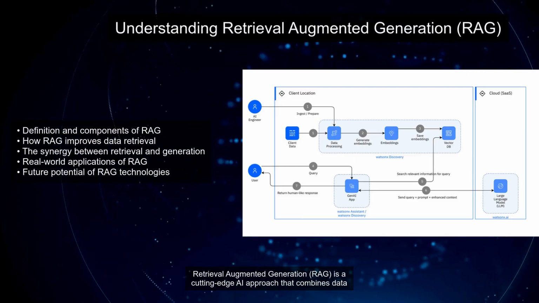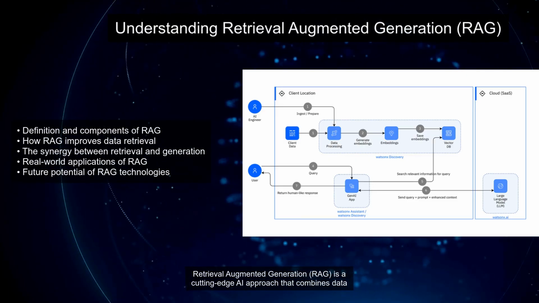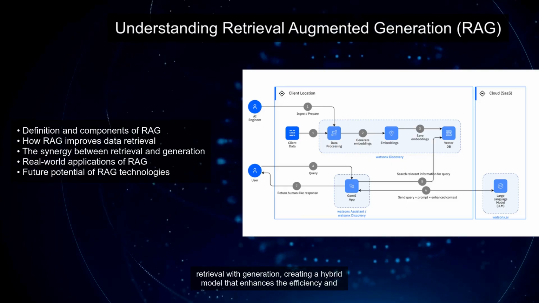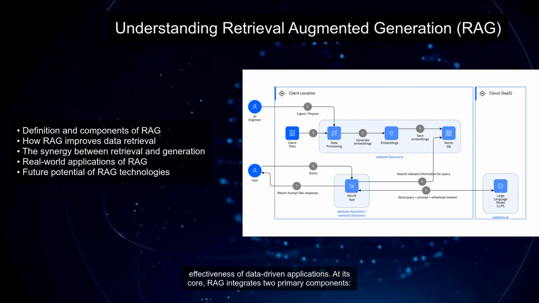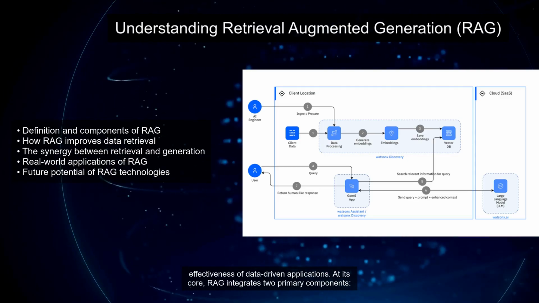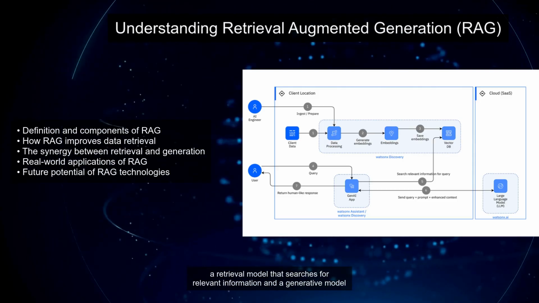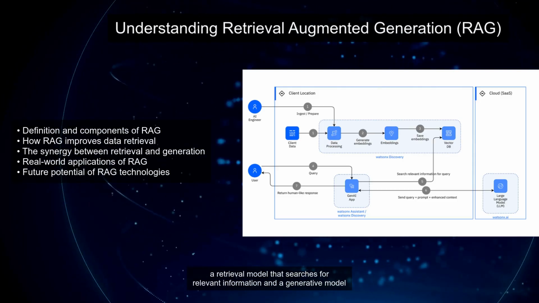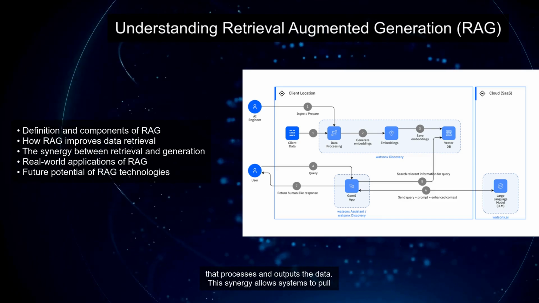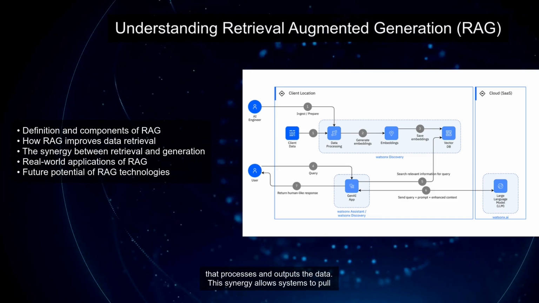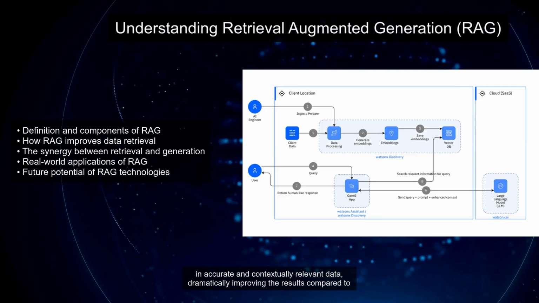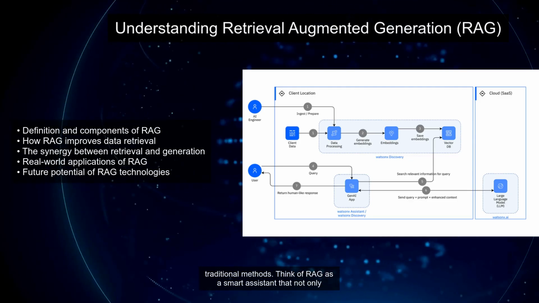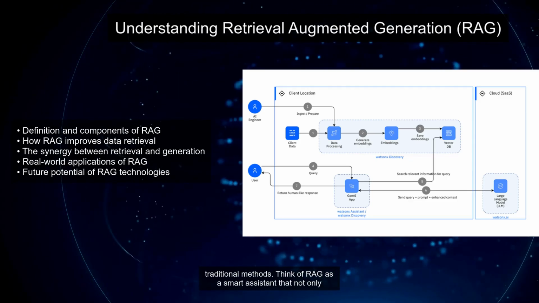Retrieval Augmented Generation, RAG, is a cutting-edge AI approach that combines data retrieval with generation, creating a hybrid model that enhances the efficiency and effectiveness of data-driven applications. At its core, RAG integrates two primary components: a retrieval model that searches for relevant information and a generative model that processes and outputs the data. This synergy allows systems to pull in accurate and contextually relevant data, dramatically improving the results compared to traditional methods.